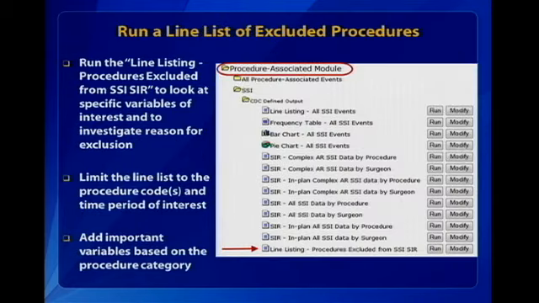So if you see that you have excluded procedures and you want to know exactly why that procedure was excluded, you're going to run the line listing for excluded procedures. This can be found in the Procedure Associated Module folder. Under SSI at the very, very bottom, you see line listing, procedures excluded from the SIR. You're going to want to modify this line list and limit the line list to the procedure codes and time periods of interest based on the SIR that you had just run. And you can add important variables based on that procedure category.